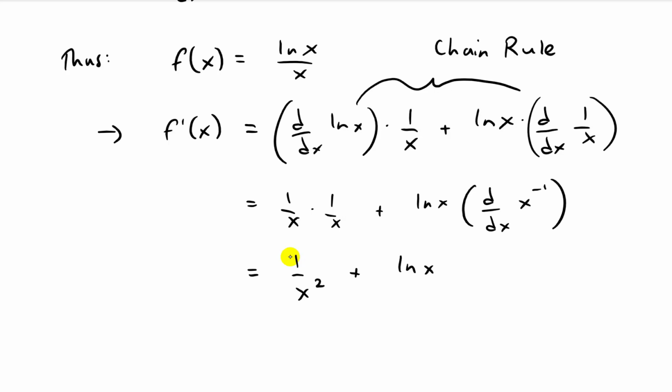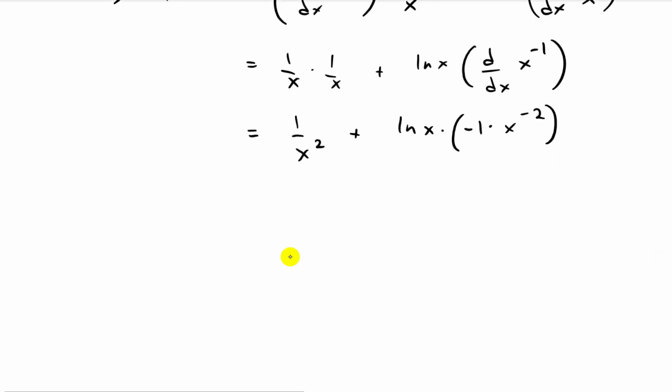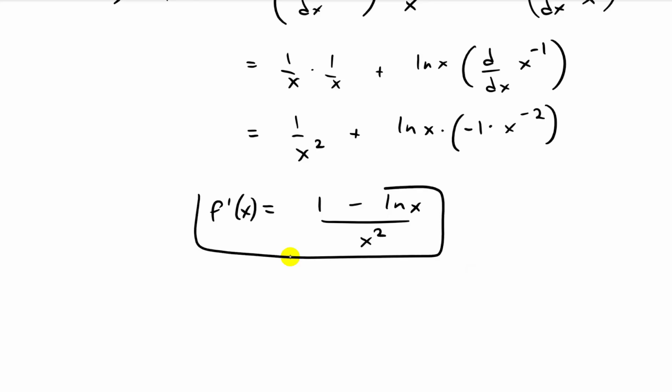Now the derivative of x to the power of -1: recall the derivative rule for power functions. You bring down the -1 and then you subtract one from the power, so it's -1 times x to the -2, which is 1 divided by x squared. So that's a negative. Putting this all together, this becomes 1 minus ln x, because you use the same common denominator, it's just x squared like that. So this is our derivative, f prime of x.